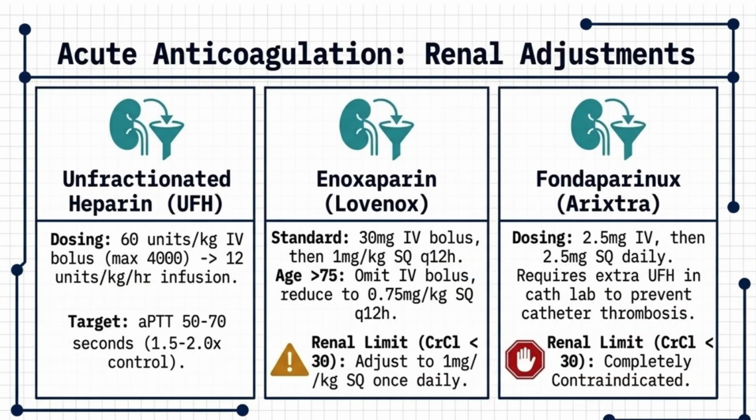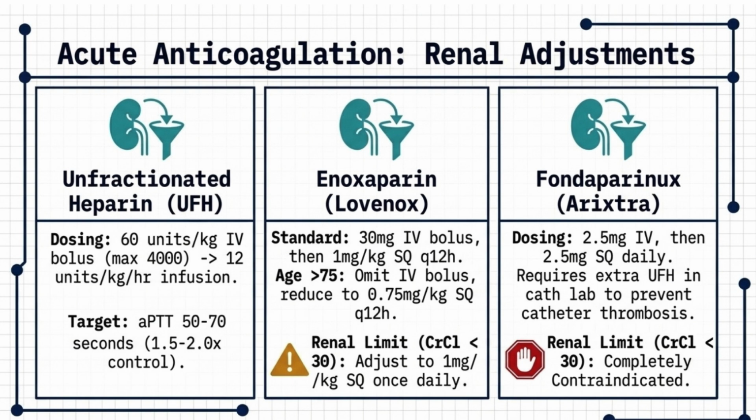Anticoagulation is started immediately for all non-STEMI and unstable angina patients and continued for the duration of the hospitalization or until PCI is performed. Enoxaparin 1 mg per kilogram subcutaneous every 12 hours. If creatinine clearance is less than 30 ml per minute, adjust the dose to 1 mg per kilogram subcutaneous once daily.